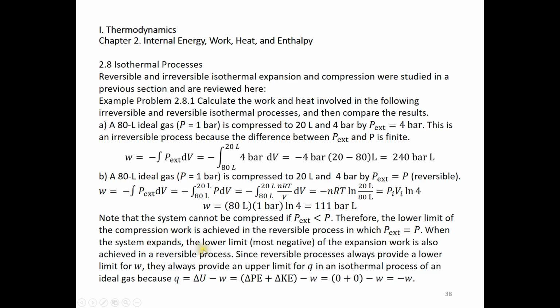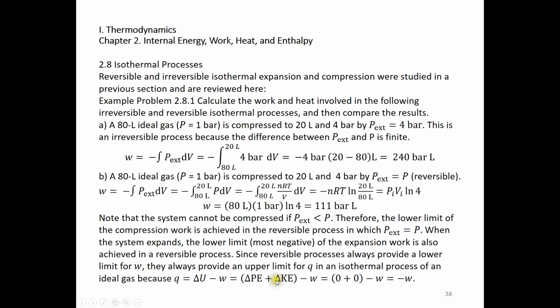When the system expands, the lower limit or the most negative of the expansion work is also achieved in a reversible process. So the reversible processes always provide a lower limit for the expansion work. At the same time, they provide an upper limit for heat in an isothermal process of ideal gas, because we know Q is delta U minus W, and delta U is delta PV plus delta KE.